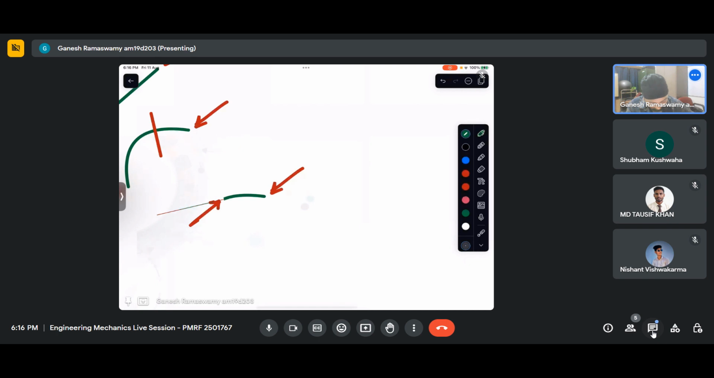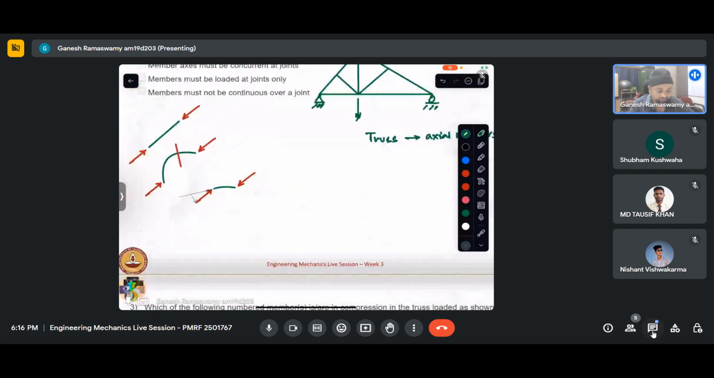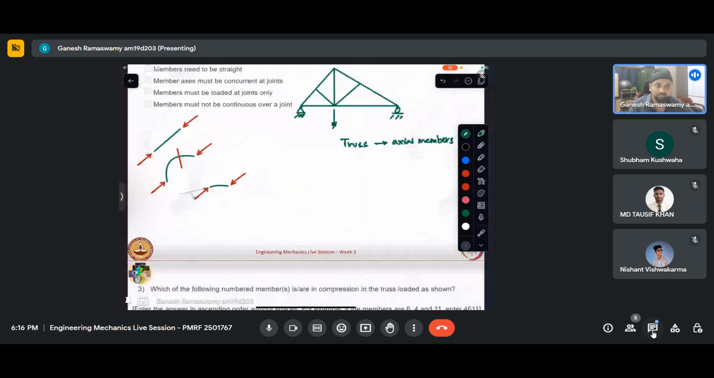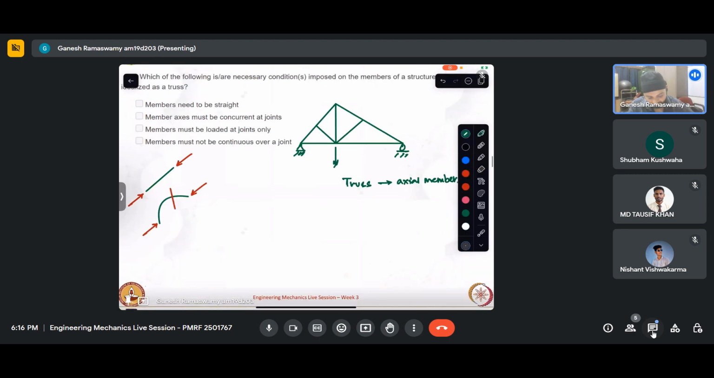which make up the actual force. What this means is, because of these two forces, it will not undergo only axial force, it will also undergo some shear. So it will no longer be a two force member. Essentially, it will also be transmitting shear, which is why it cannot be analyzed as a truss member. Members necessarily have to be straight.